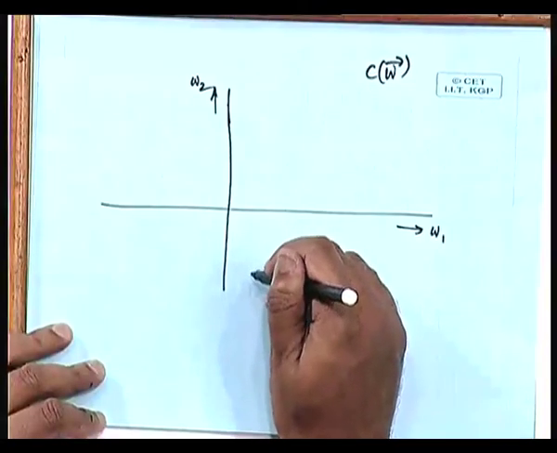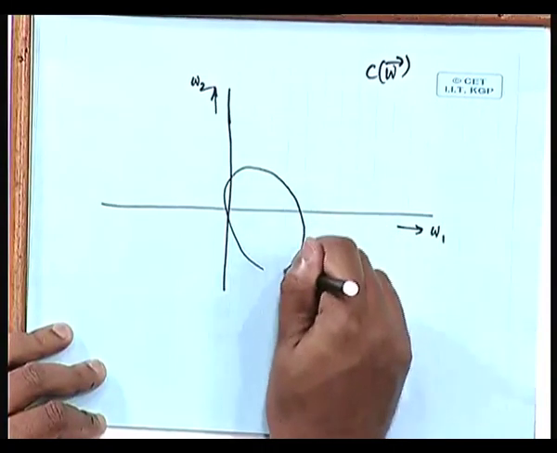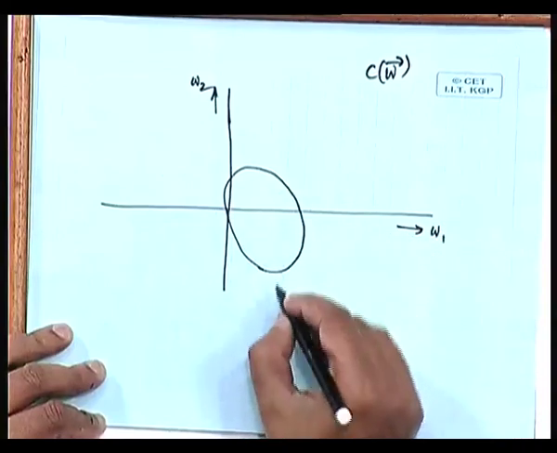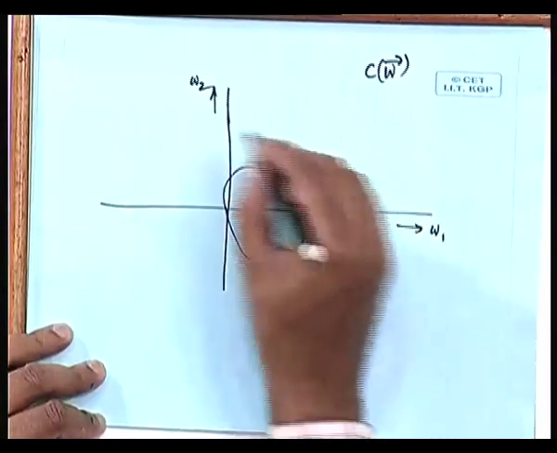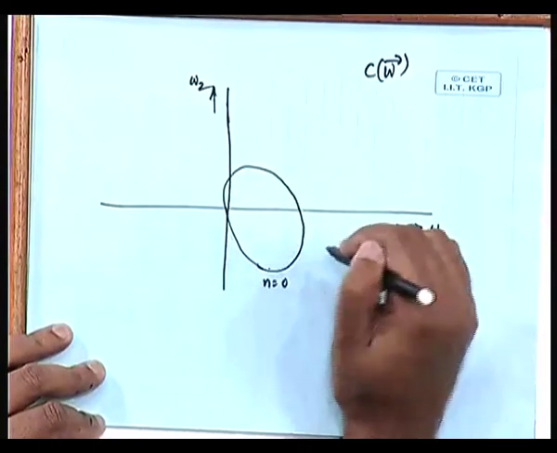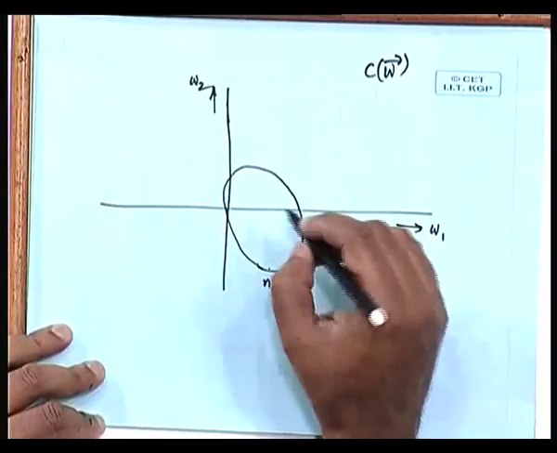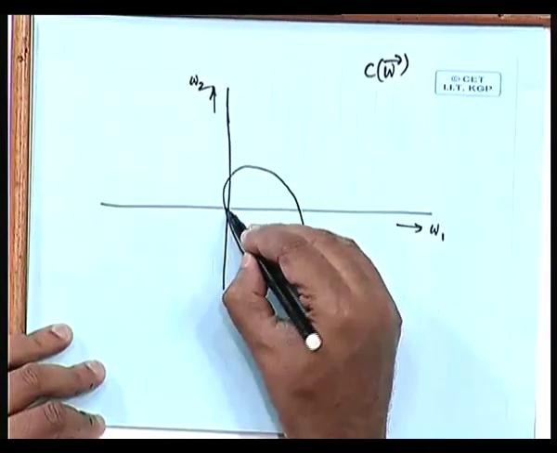Now, the cost will obviously be a function of W1 and W2, and it may be that for different combinations of W1 and W2, the cost may be the same. Supposing it is a quadratic cost function, as we are mostly taking, in that case the quadratic cost function would have a contour like this. Supposing for n equal to 0, this is the cost contour, and cost contour means that if we take any point on this contour, then the cost is going to be the same.